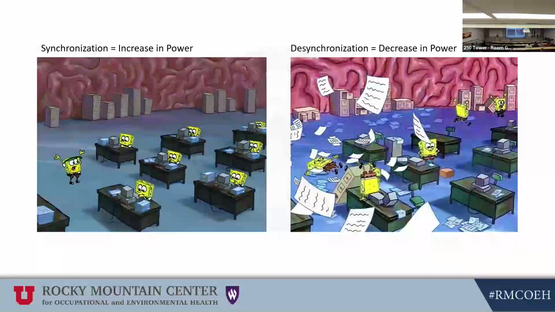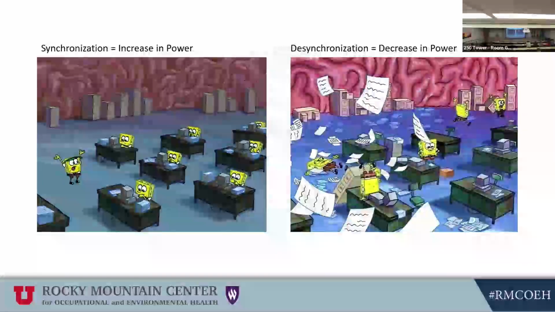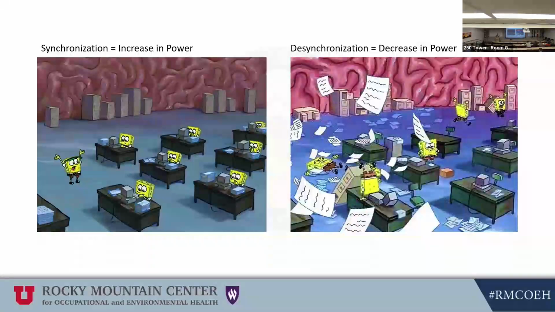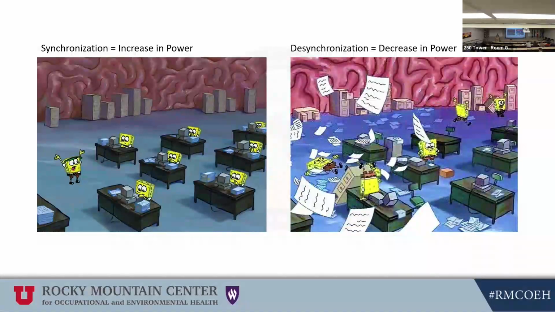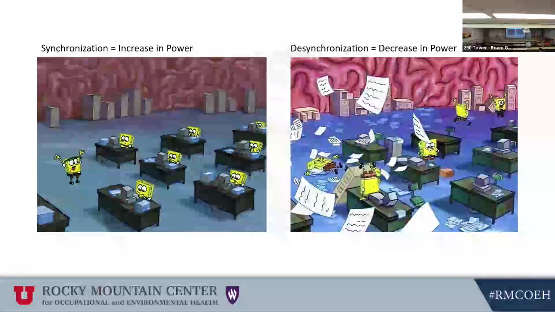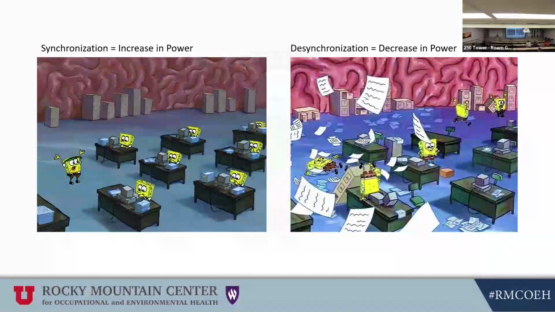And so just a little bit more on the background. So I'm going to talk about an increase in power or a decrease in power, or synchronization and desynchronization. Synchronization, this is how my PI explained it to me using the SpongeBob meme, so I thought it was kind of funny, but it's when all the neurons are focused on the same task, or in sync. So neurons oscillate, the potential oscillates. And so when these are in sync, that's when there's an increase in power.